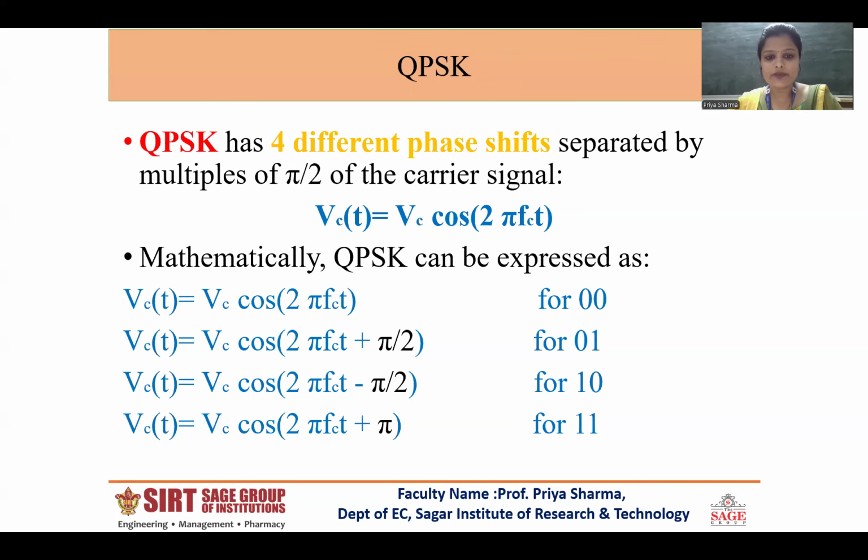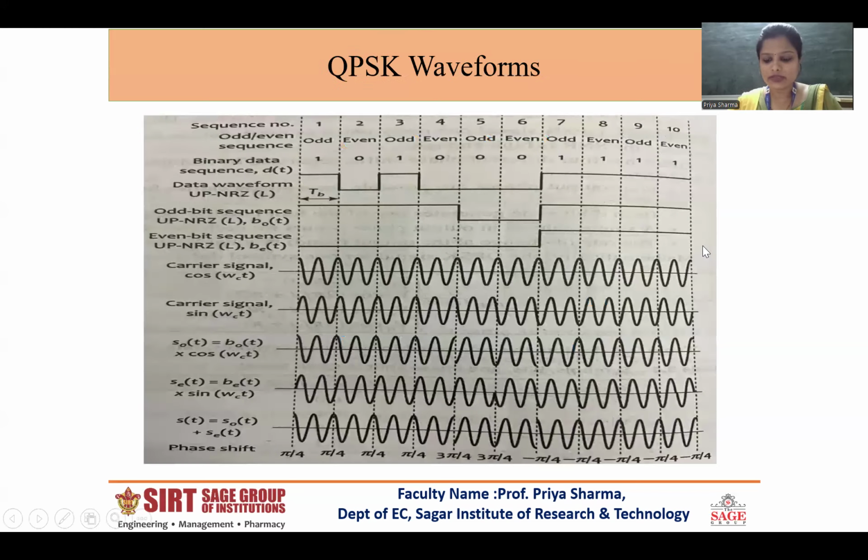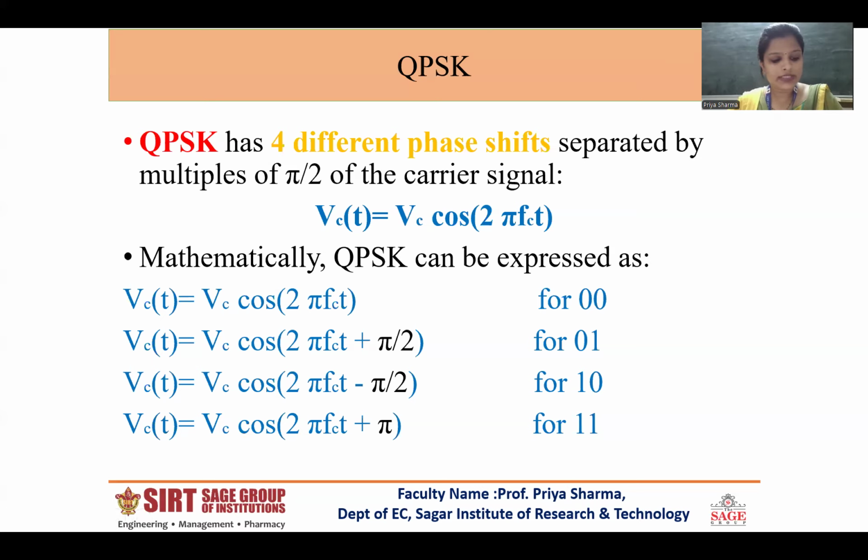And it is represented by VC(t) equals VC cos 2 pi fc t. So mathematically, 4 output phases are possible for a single carrier frequency, that is 00, 01, 10, and 11. These are the dibits. So a single change in the output phase occurs for each 2-bit dibit, and the rate of change of the output baud is equal to 1/2 of the input bit rate.